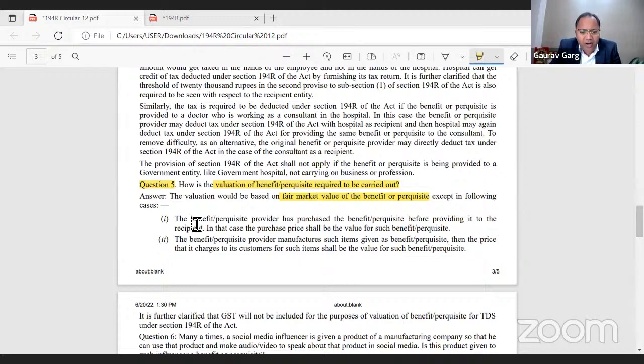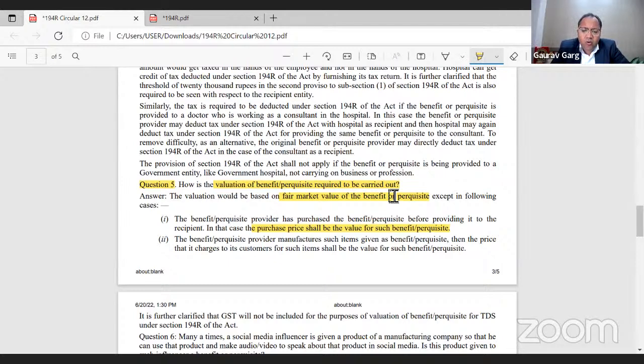This is point number 1. It reads, the benefit or perquisite provider has purchased the benefit or perquisite before providing it to the recipient. In that case, the purchase price shall be the value of such benefit or perquisite. Now, this would be applicable in most of the cases. So, if you are buying gifts and buying the product and giving it to your vendors or to your customers, then the value would be the purchase price which you have paid becomes the value.